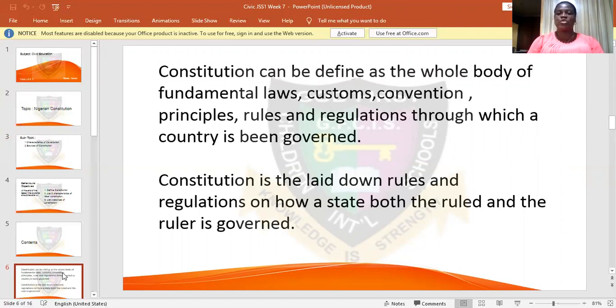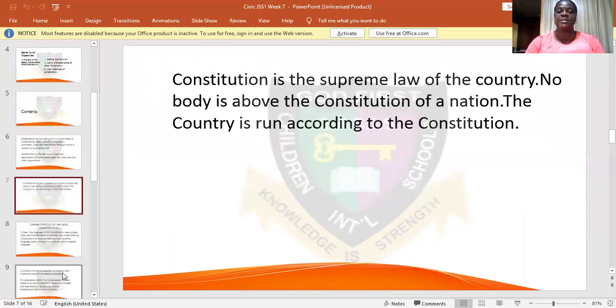So that means that the constitution of a country is the laid down rules and regulations on how a state is being ruled and governed, both the rule and the ruler. The ruled are the subjects, while the rulers are the leaders. So, have it at the back of your mind that constitution is the rules and regulations that we use in governing the state, both the rule and the ruler.